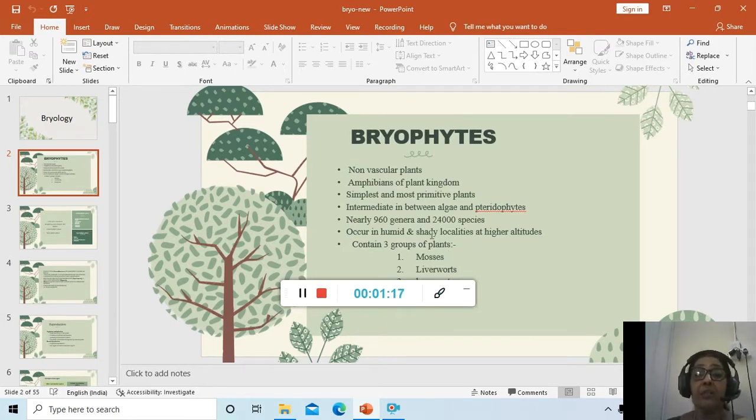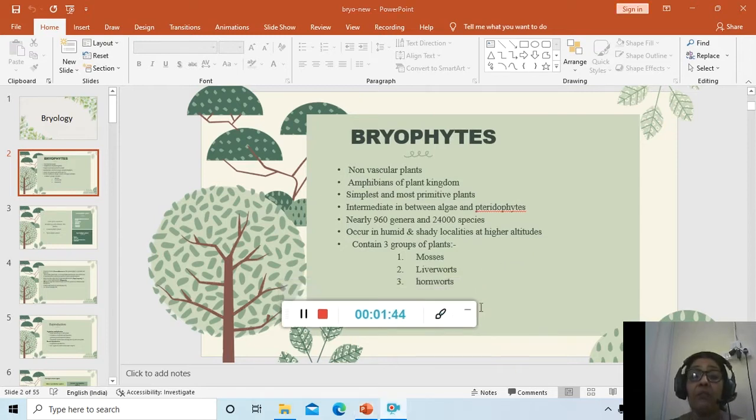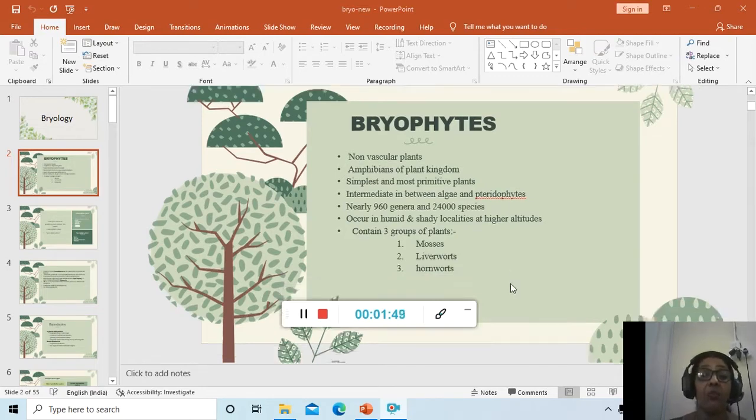Among the bryophytes, nearly 960 genera are reported in the world, and they come under about 24,000 species. So 24,000 species under 960 genera are identified in bryophytes. The place of occurrence is humid, shady localities, especially at high altitudes. Mainly the bryophytes are grouped into three: one is moss, the second is liverwort, and the third is hornwort.